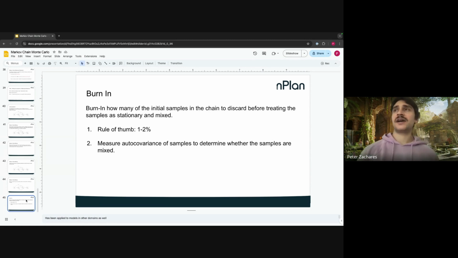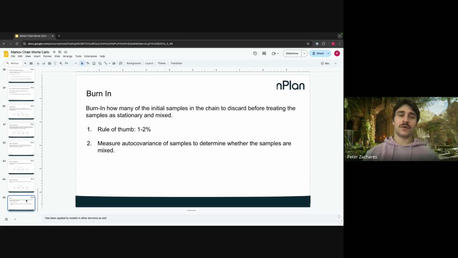And the author provides this rule of thumb that you can reject like 1 to 2% of the samples. And all the examples he uses, they're taking at least like 10,000 samples. I bet if you were taking 10, you wouldn't say reject 1 or 2 of them.